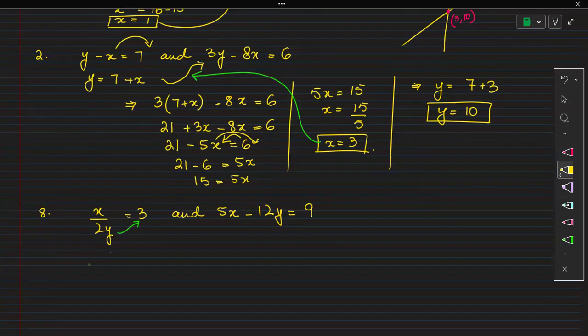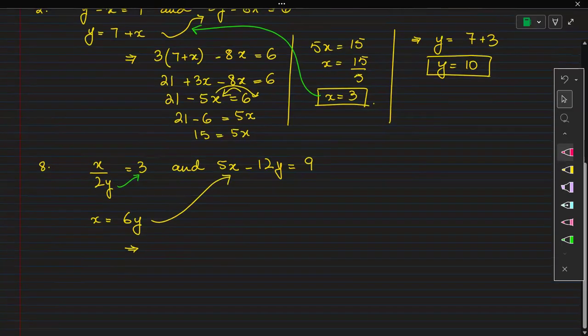So it will get multiplied with 3. So it becomes x equals 3 times 2y, which is 6y. Now I am going to take this x equals 6y and I will substitute over here. So what will we get? We get 5 times 6y minus 12y equals 9.